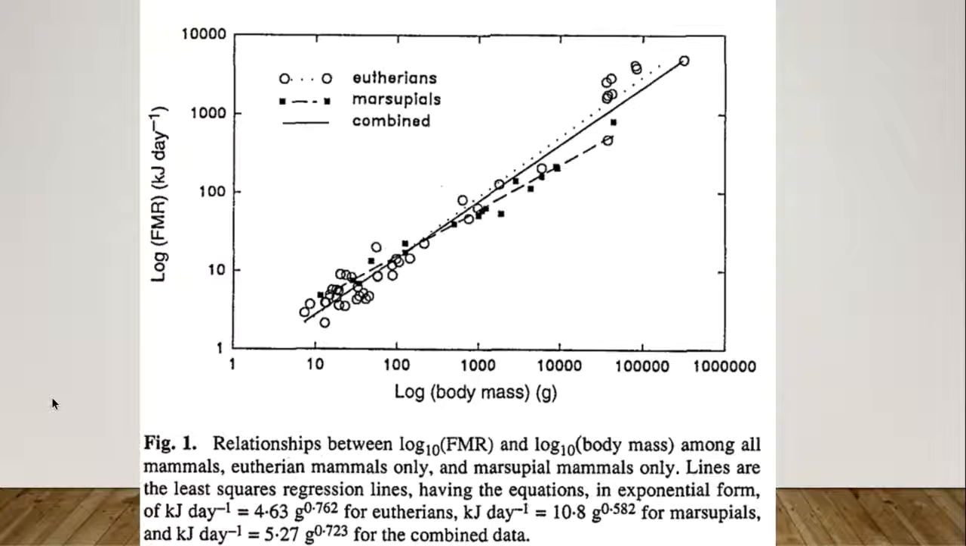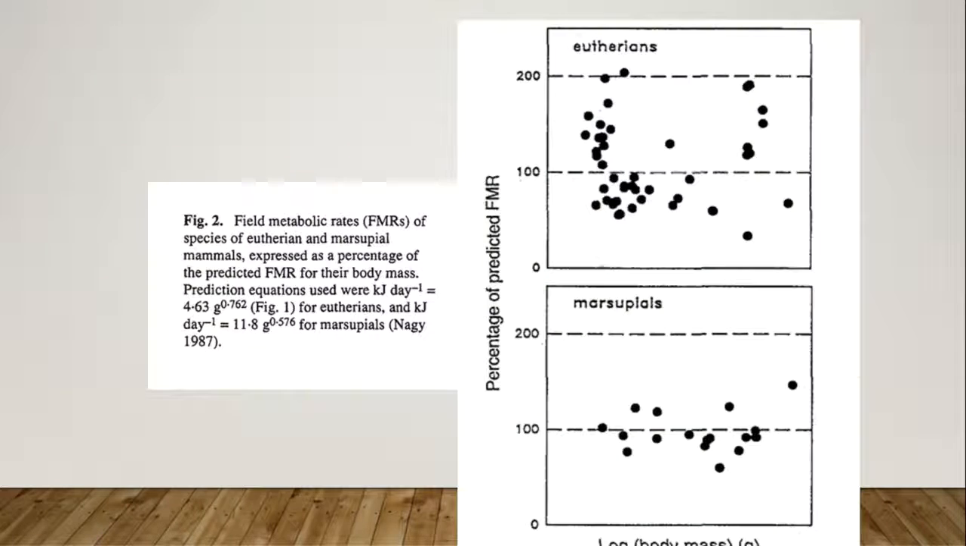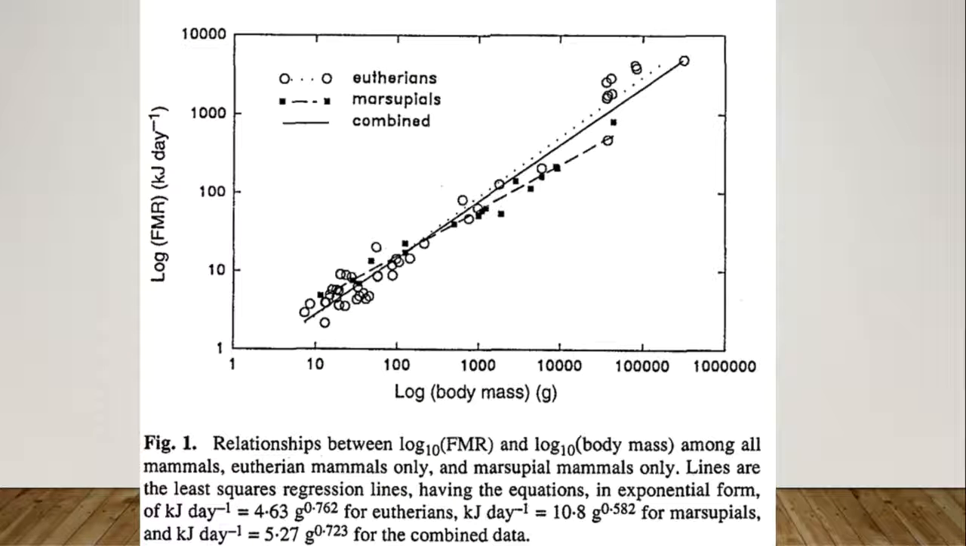All right, so, Figure 1 here maps field metabolic rates and body mass in a logarithmic regression line. Predictably enough, larger mammals of both eutherian and marsupial species use more energy on a daily basis than their smaller counterparts. You can see here that the scaling of field metabolic rates differs between eutherian and metatherian mammals.